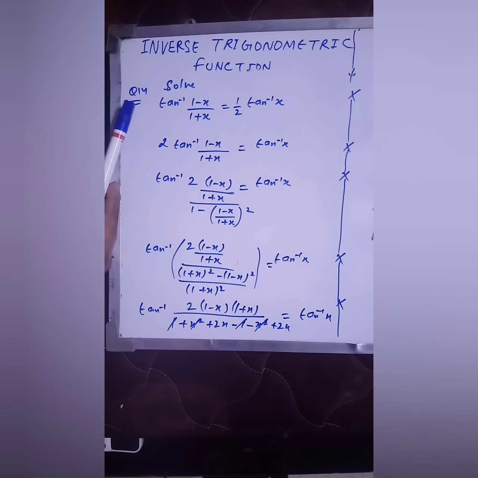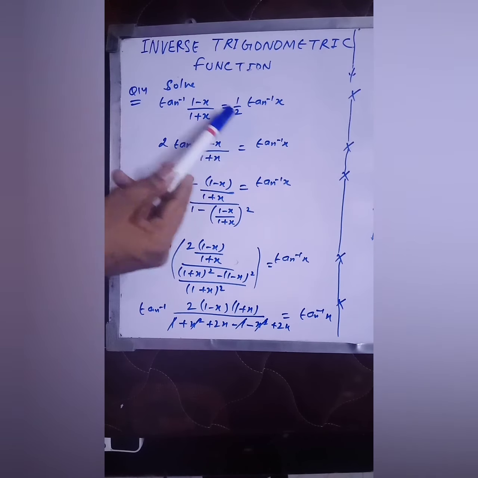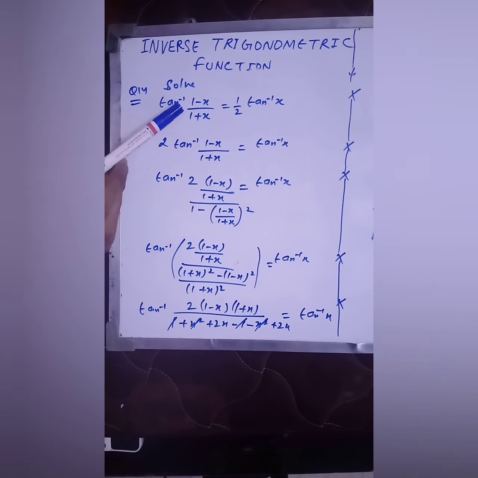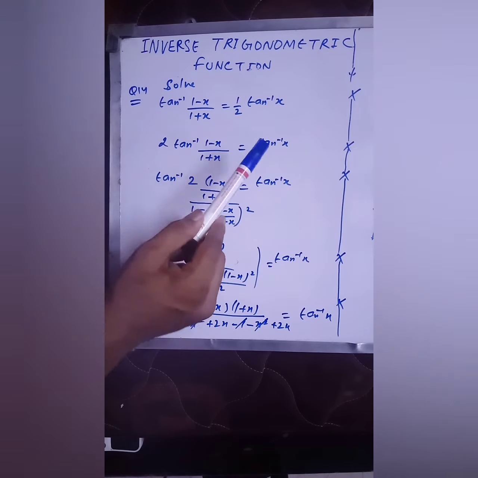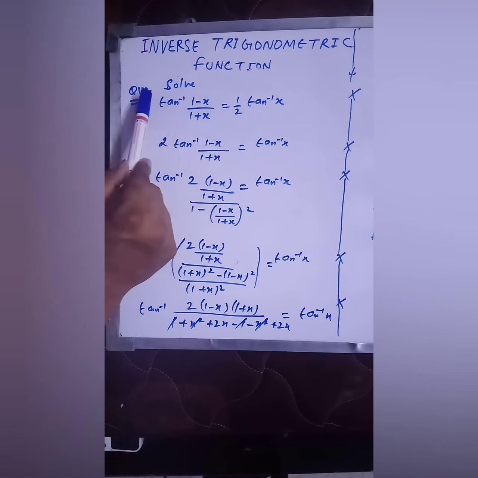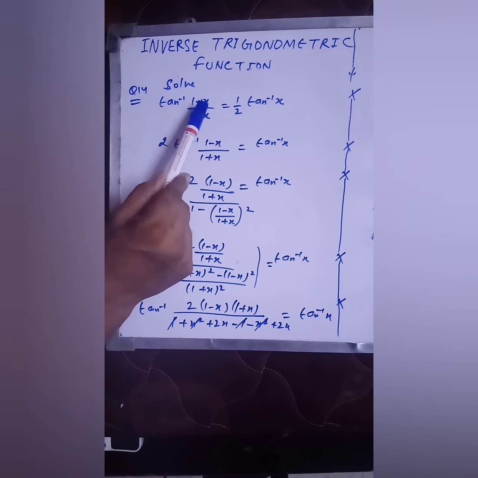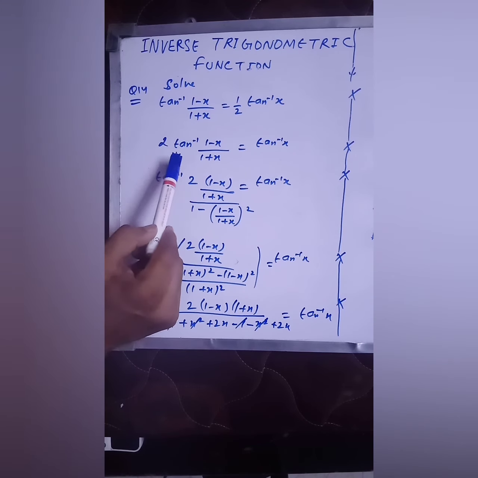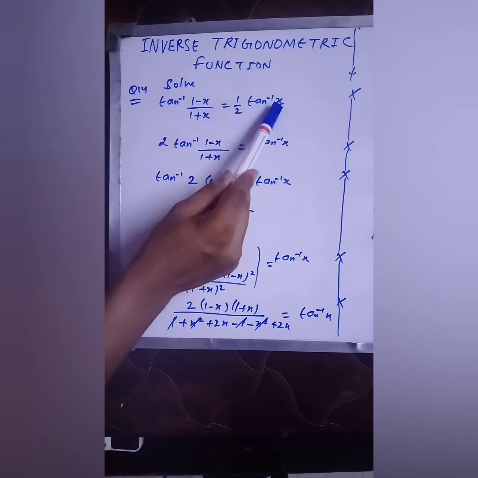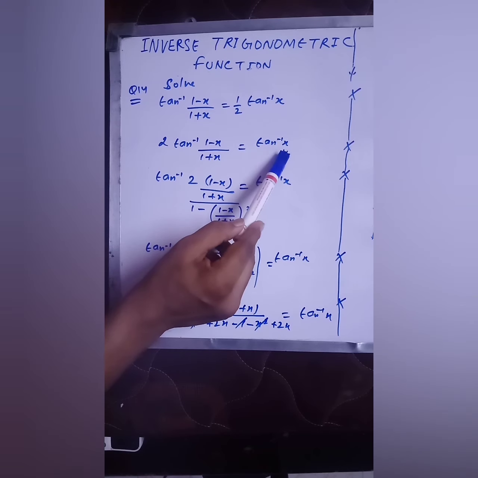Now here we have question number 14, and again this equation is given to us and we have to find the value of the variable. So our variable is x. In the first step, this is half, so I'm bringing this 2 with this tan inverse of 1 minus x over 1 plus x. So this is your first step. I'm bringing this 2 to the left hand side, and this will remain tan inverse x.